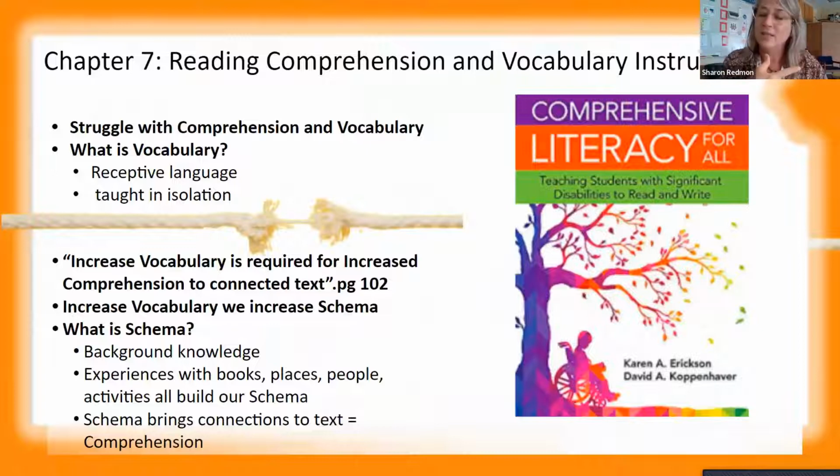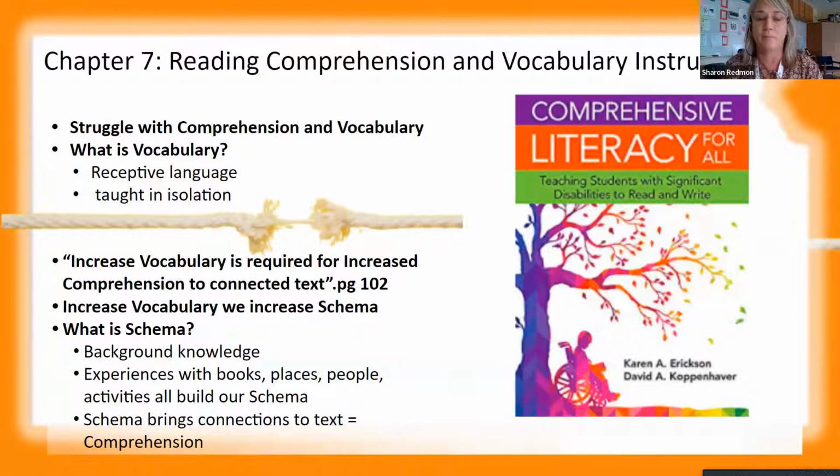I just mentioned earlier, how does Scarborough's reading rope and comprehensive literacy for all combine? Well, we know that when you look at chapter 7, reading comprehension and vocabulary instruction is on the rope. That is part of the science of reading. We have a lot of data on what that looks like for our neurotypical kids, and right now, our Bible, if you would say, of comprehensive literacy instruction, is Karen Erickson and David Koppenhaver's work.